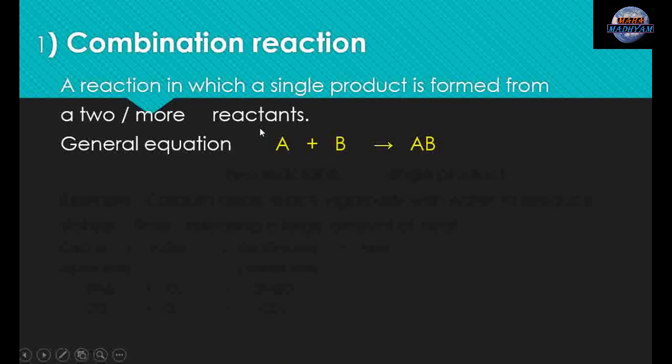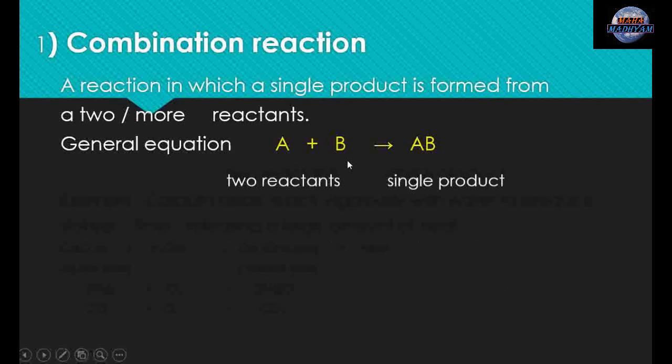Let me explain by taking an example. See, in your school you have two divisions, 10th A and 10th B. When you combine 10th A and 10th B, that gives the 10th class of your school. Here 10th A and 10th B divisions are like two reactants A and B, and the single product is the 10th class. So two reactants to single product.